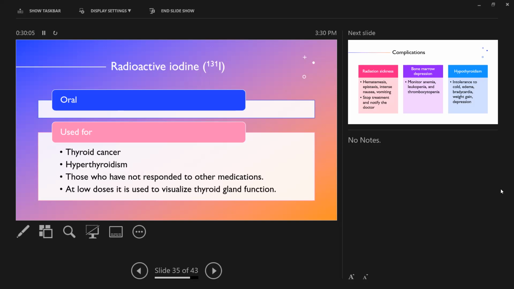Radioactive iodine. There's iodine 131 and iodine 125. In medicine, iodine 131 is the isotope that's used. This is an oral medication. It's used for thyroid cancer, hyperthyroidism in those who've not responded to other medications. It's used also at low doses to visualize thyroid gland function. This drug is used to kill the thyroid. After this drug goes through the body, the patient will need to be on thyroid medicine.